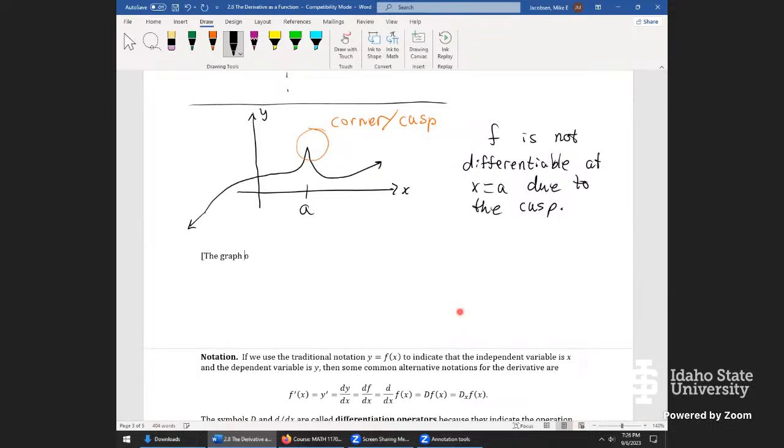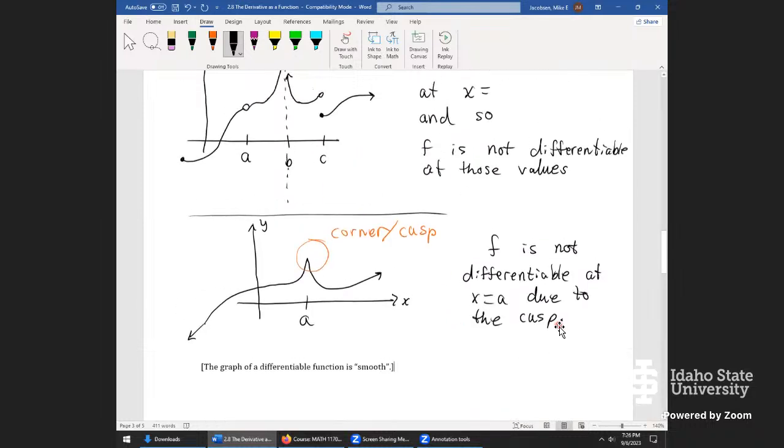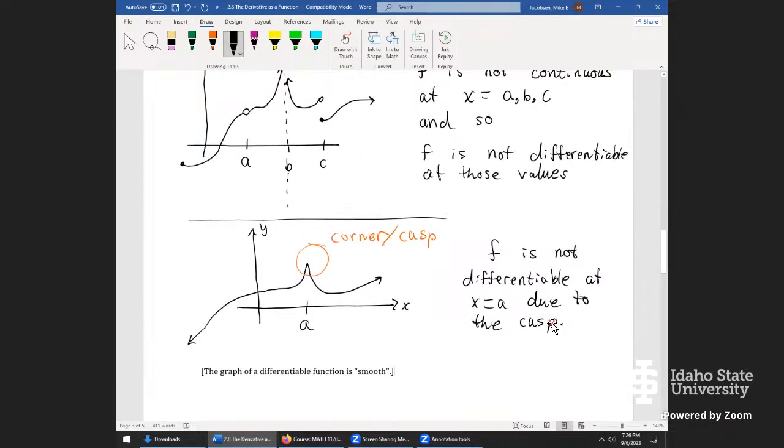Let's say the graph of a differentiable function is, let's put this in quotes, it's not precisely defined, smooth. So that's the thing to look out for when you lose continuity, any kind of corner like what you see right here. Any questions with that second way of losing continuity? Okay, turns out there's a third way, and this is kind of bizarre.